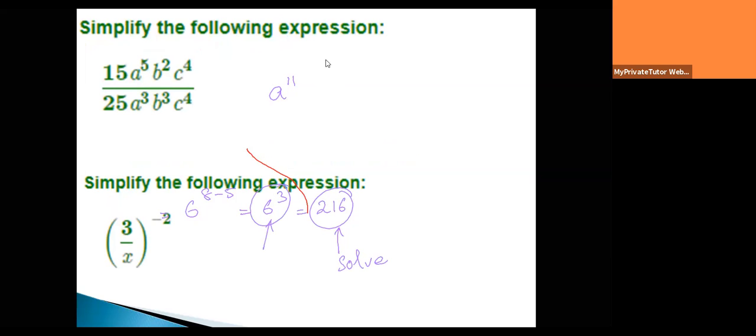Okay, so this one is a little tricky, just take your time, anyone can answer the next one. So take your time though. So I want the simplified answer, simplest form.